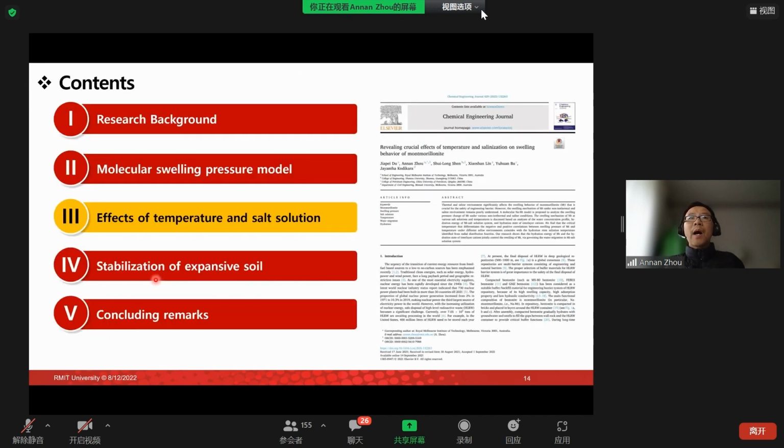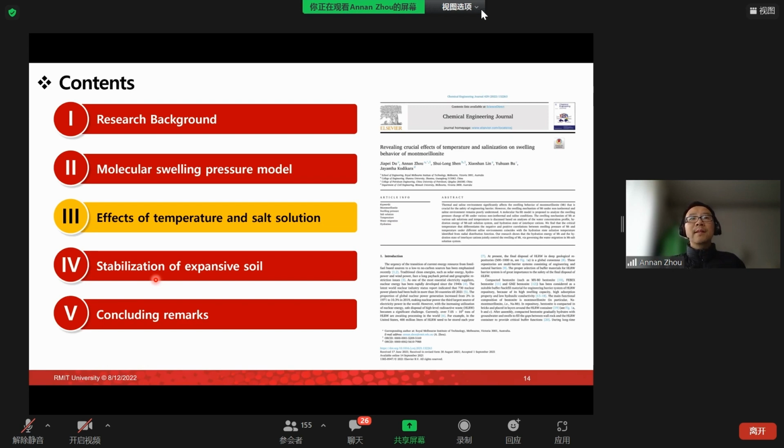In the second part of this presentation, we further incorporate the influence of temperature and salt solution into the molecular swelling pressure model. The key objective here is to understand the swelling mechanism of expansive soil under non-isothermal conditions with different salt solutions.